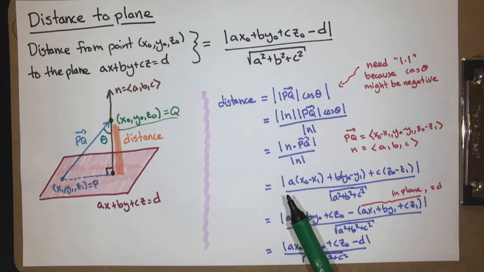You're like, okay, but can you rewrite that? Well, carry out the dot product just like we did when we derived the formula for the plane. You get ax naught plus by naught plus cz naught minus (ax1 plus by1 plus cz1). But because x1, y1, z1 is a point in the plane, and every point in the plane satisfies ax plus by plus cz equals d, this last piece becomes the d. So you get ax naught plus by naught plus cz naught minus d over the size of your normal vector.